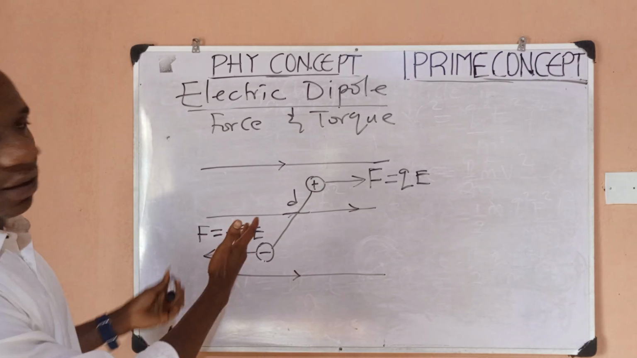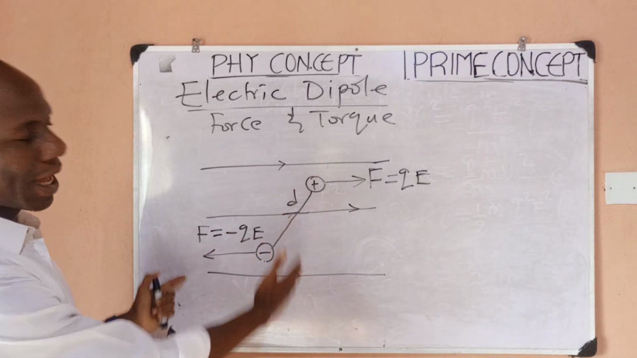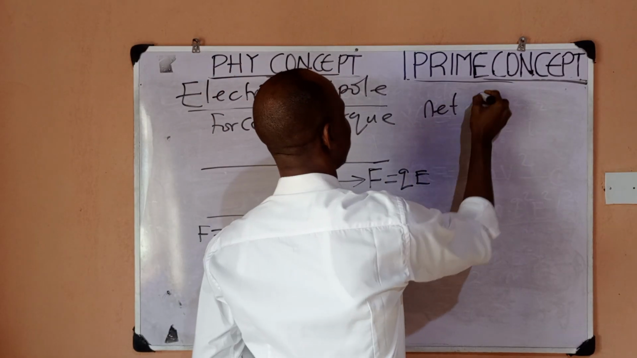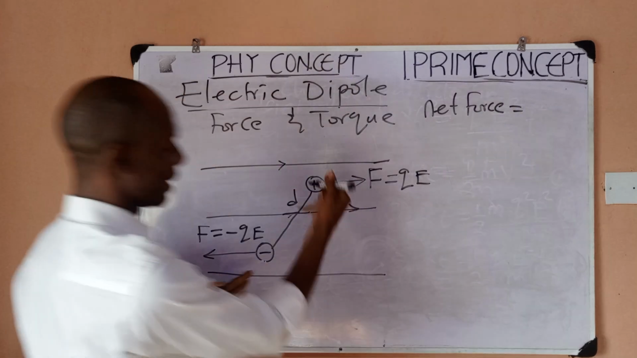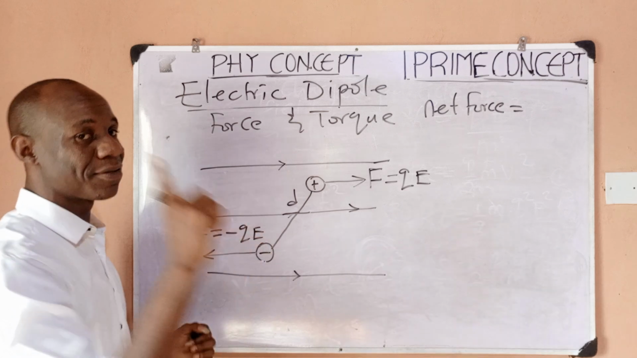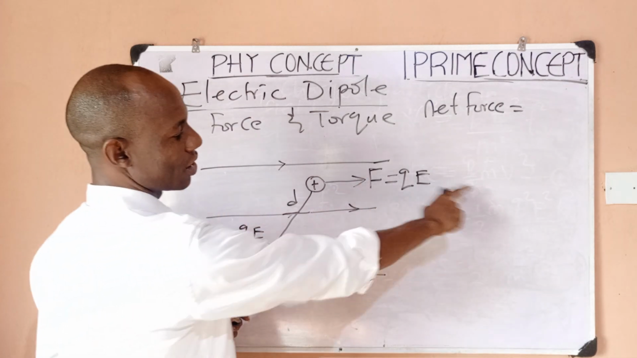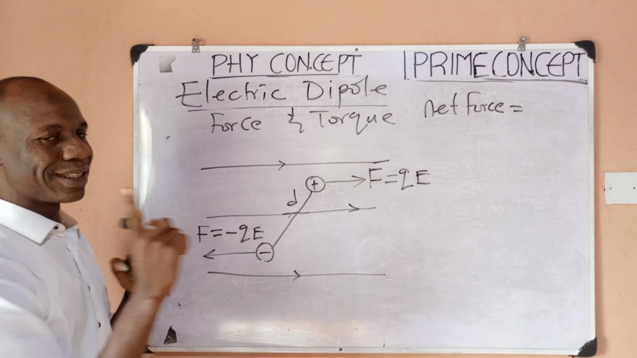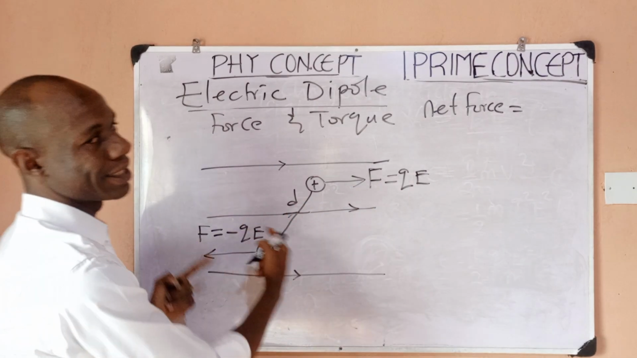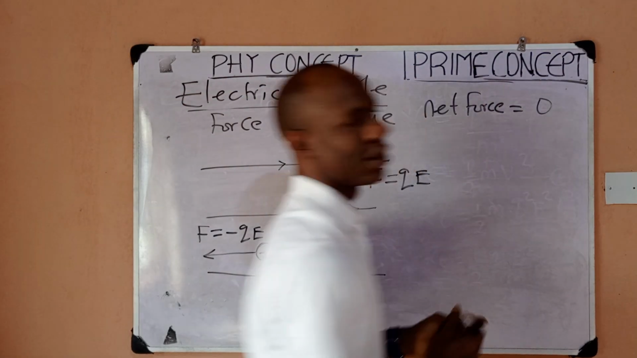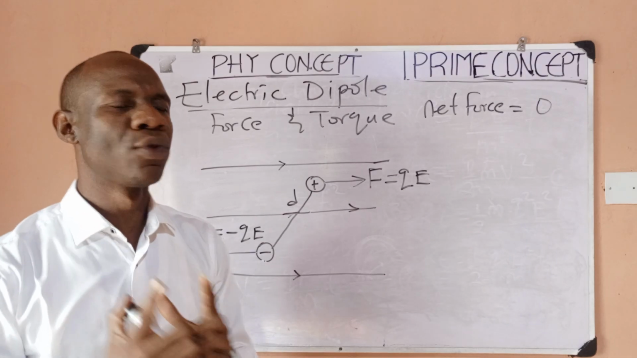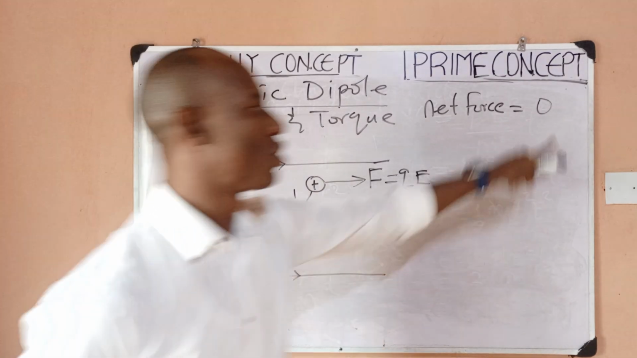Now, one of the things you would quickly see from this diagram or this illustration is the net force experienced by a dipole. Remember the two charges have equal size. While this one is pointing forward, this one is pointing backward. The net force is simply the sum of these two forces. So since they have equal magnitude, if you add them up, their net force is going to be 0. So this is one point you should understand. The net force of a dipole in an electric field is always going to give us 0.